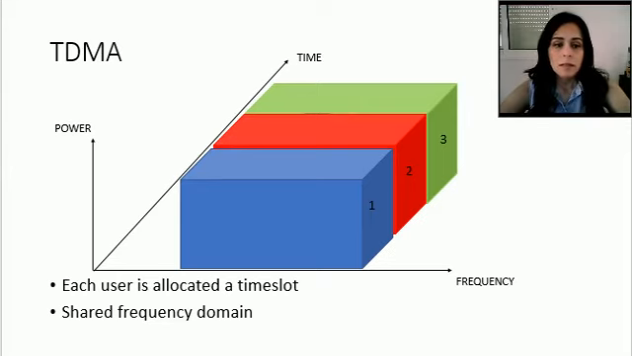Time slots are then grouped into a TDMA frame. For example, here we have 3 users. Each user is allocated a time slot. TDMA systems are used in many second generation systems like GSM.